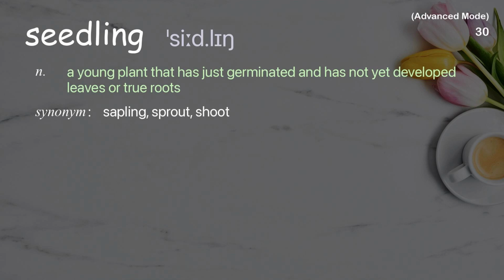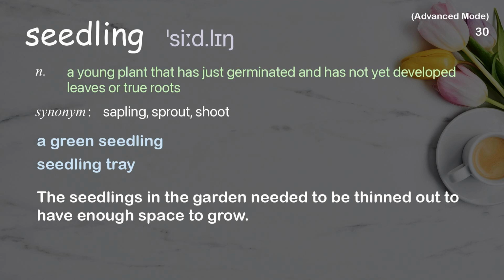Seedling. A young plant that has just germinated and has not yet developed leaves or true roots. Examples: a green seedling, seedling tray. The seedlings in the garden needed to be thinned out to have enough space to grow.